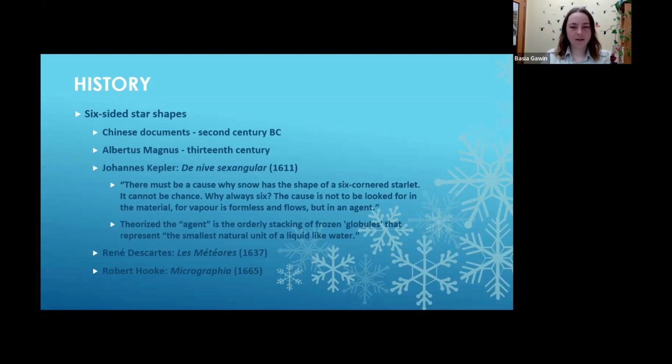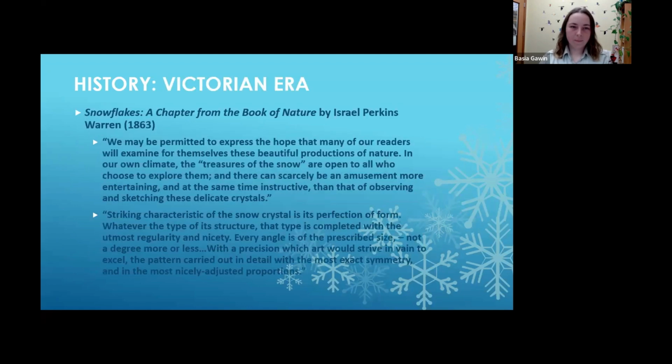And Hooke started looking at a microscopic level and describing the branching patterns in his writings as well. There's a pretty well-known book called Snowflakes, a chapter from the Book of Nature by Israel Perkins Warren from 1863. And these people back then were a lot of times observing snowflakes just with the naked eye.